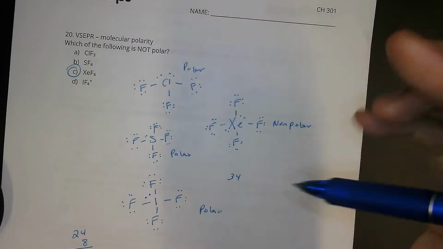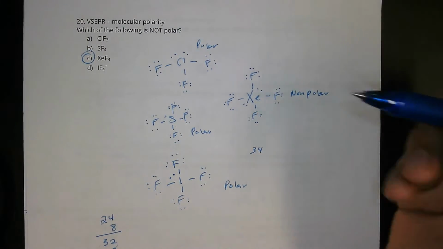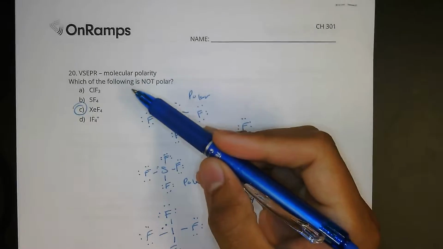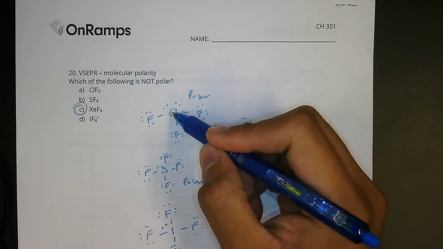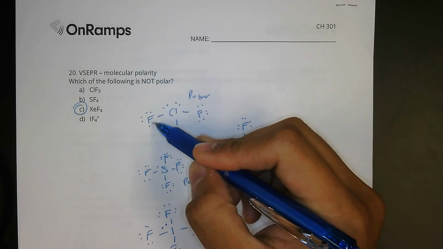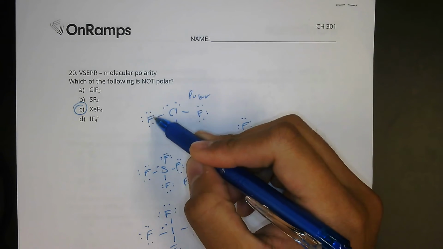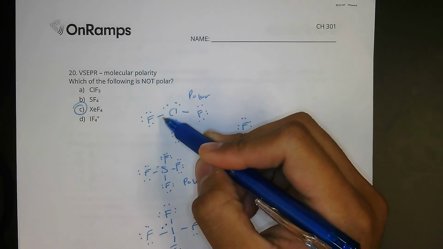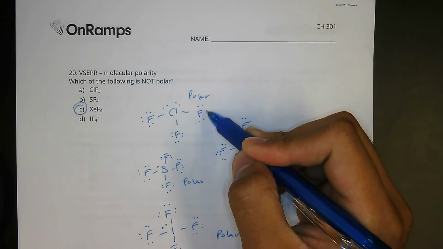And then lastly, for question number 20, it's asking which of the following is not polar. So you have ClF3, which I drew here. You have chlorine in the center, and then you have the 3 fluorines outside. Each of the fluorines wants to contribute 7 valence electrons. You give it 3 lone pairs, gives you a total of 6 electrons, and then it contributes 1 to the single bond. So that makes all the fluorines happy.